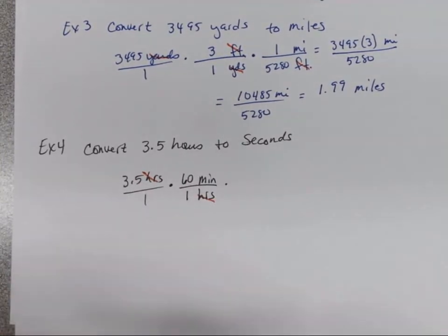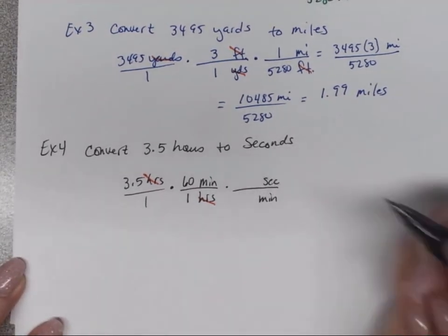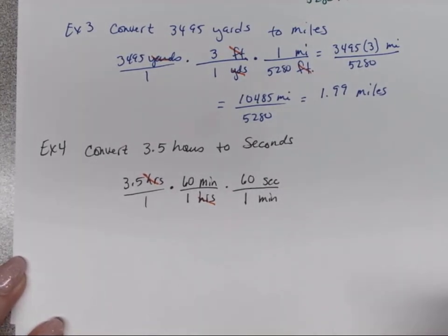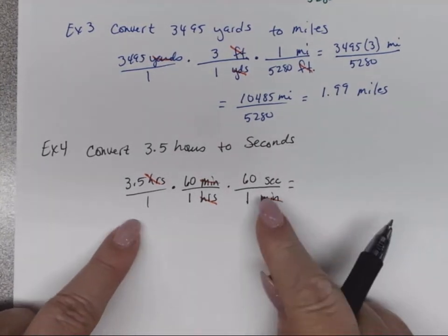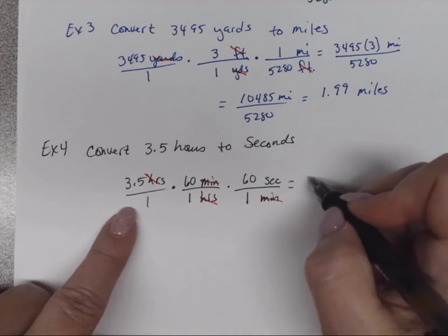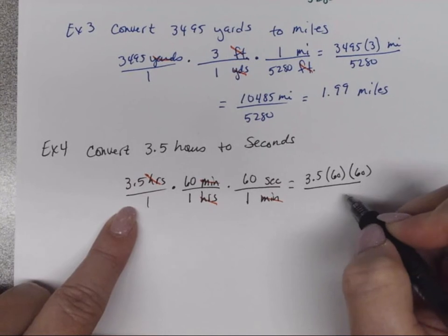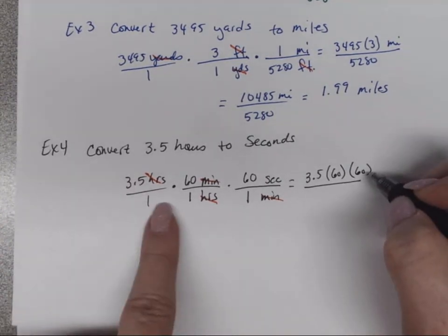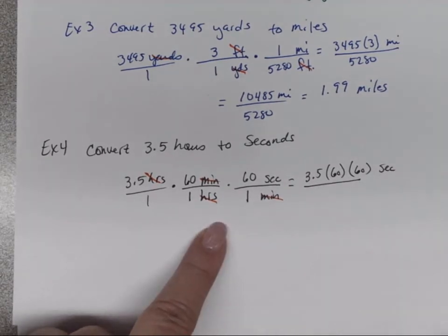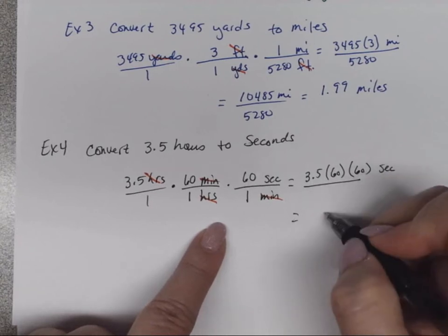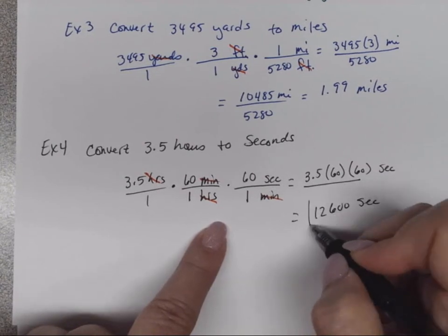I'm trying to get to seconds, so minutes will come down on the bottom, and I can take minutes to seconds. So in 1 minute, there are 60 seconds. So now my minutes are canceled, and I've gone from hours to seconds. So now I have 3.5 times 60 times 60 divided by nothing, right? There's nothing down here. Everything is canceled, so I really don't need to draw a line at all. I can just go to the seconds. When I multiply that out, I get 12,600 seconds, and that would be my final answer.